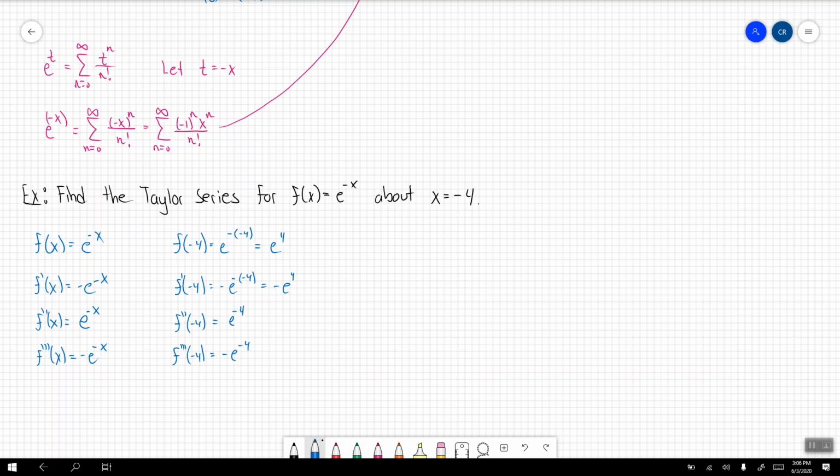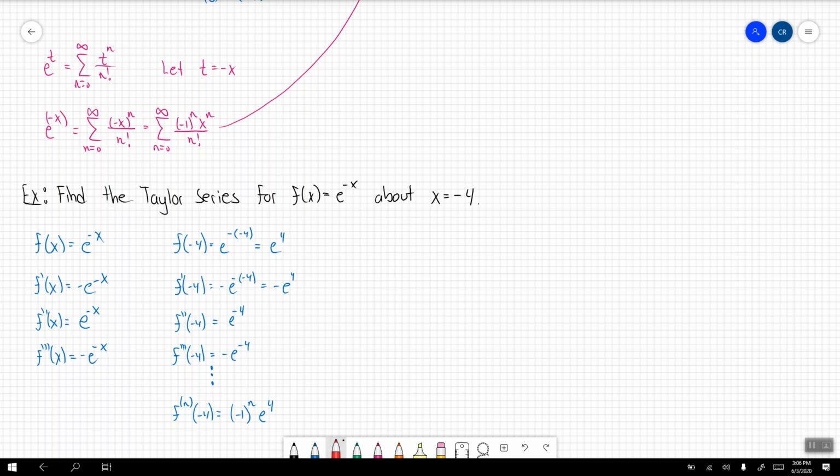There we are. Which means, look at our coefficients. They're always going to be e to the fourth, but now they're alternating, positive, negative, positive, negative. So naturally, if I take the nth derivative evaluated at negative 4, then what I'm going to get is negative 1 to the power of n multiplied by e to the power of 4. All right, that's my coefficient.